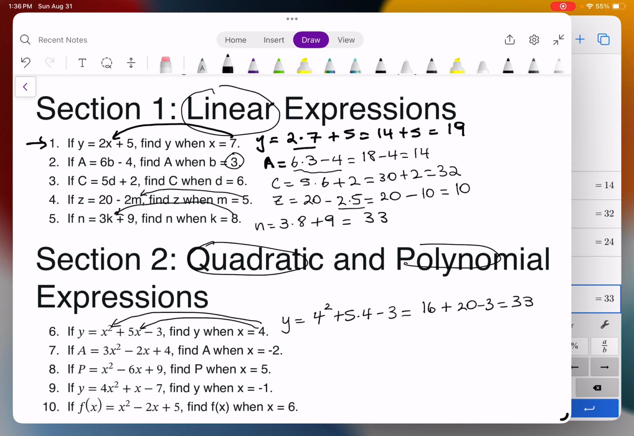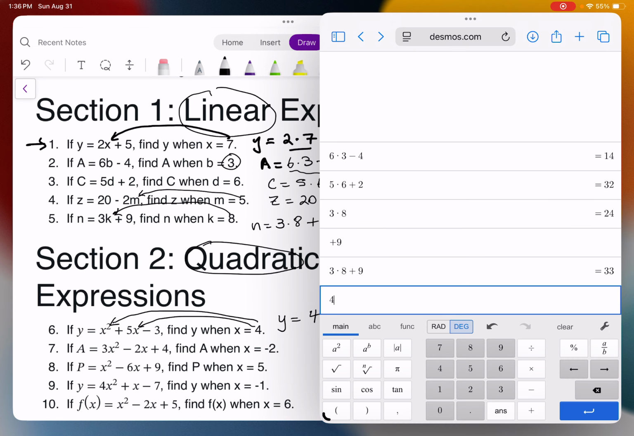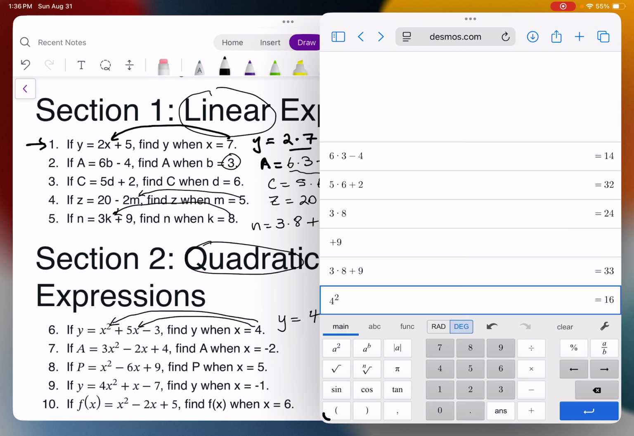In the calculator, we will type in 4 squared, and then plus 5 times 4 minus 3. And we get 33.